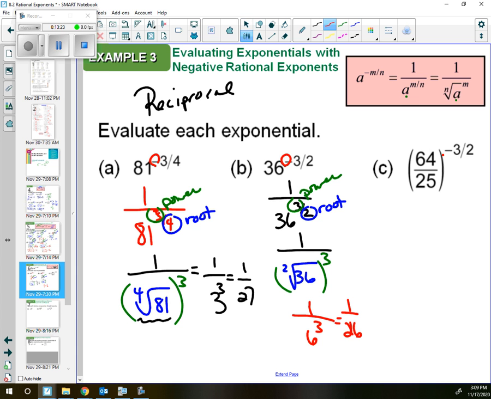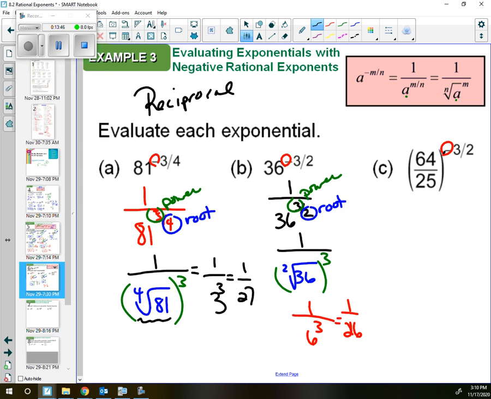Alrighty, let's take a look at a fraction. Yikes, we got that negative. It means 1 over. So technically it means 1 over 64/25 to the 3/2 power. Now, for me, that's hard because there's going to be 2 things in the denominator, right? So dividing by a fraction like that, same as multiplying by the reciprocal. For me, what's easier right from the get-go, just do reciprocal of this fraction.